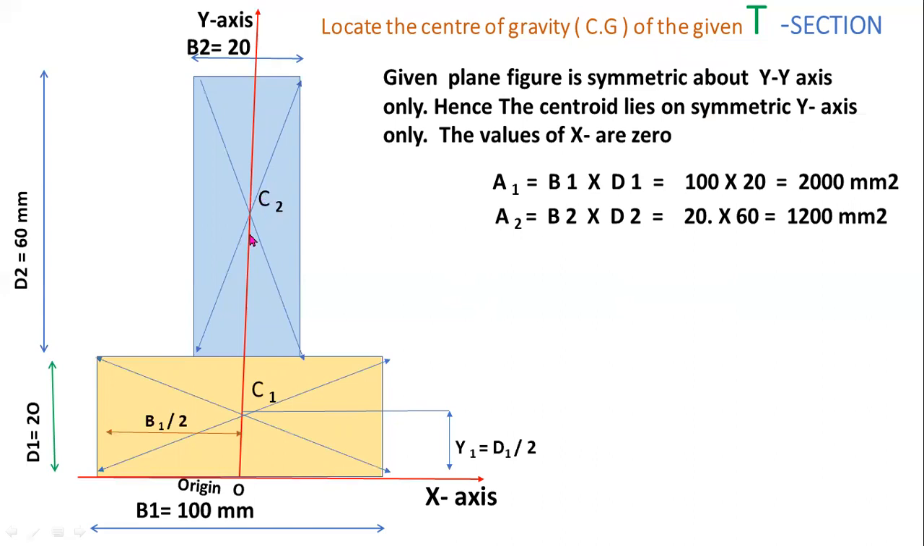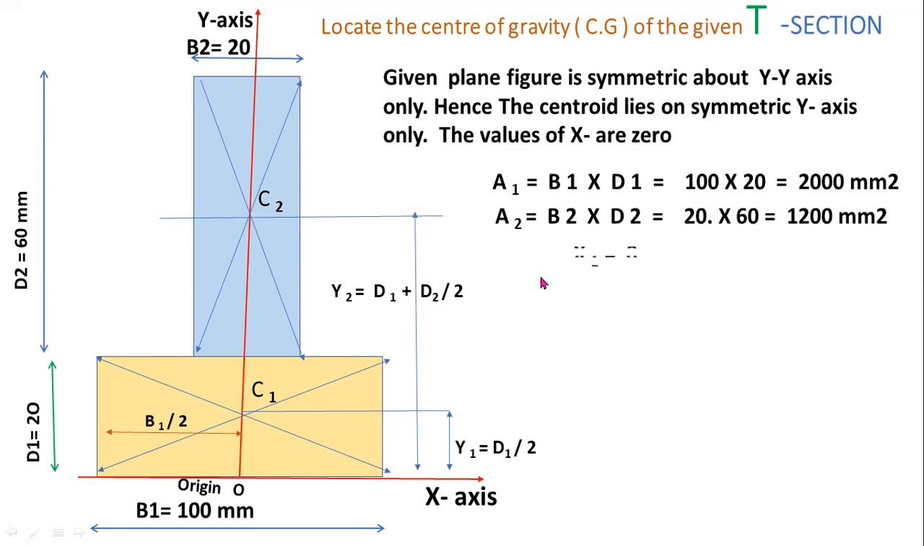Now here you can observe C1 and C2 are the individual centroids, whereas CZ is the centroid or center of gravity of the entire section. Here y1 equal to d1 by 2. Now y2 is the distance of centroid C2 from the x-axis. y2 equal to depth of the bottom rectangle plus half of the depth of the top rectangle, that is d1 plus d2 by 2.